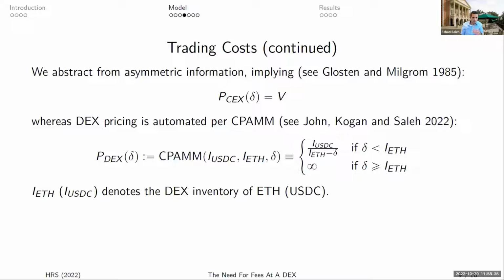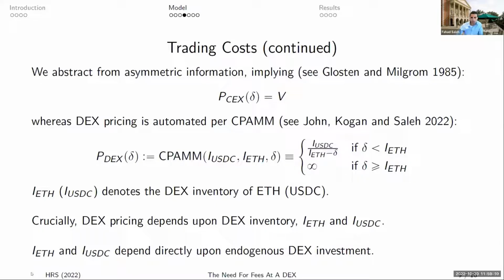and so that's what you see given on the middle of the screen. But importantly, it's not a static function because it reads off what the inventory is available at the decentralized exchange. So in particular, you can see the CPAMM function has as arguments not only the trade size delta, but also the inventory of, say, the stablecoin USDC and the asset that you're trading, ETH. And so depending on the level of the inventory, the price impacts of this function are going to be different.